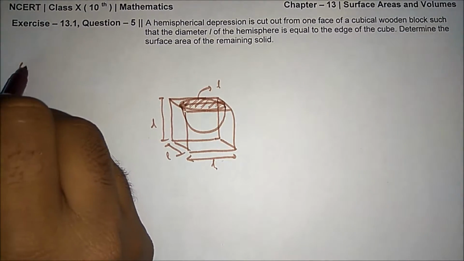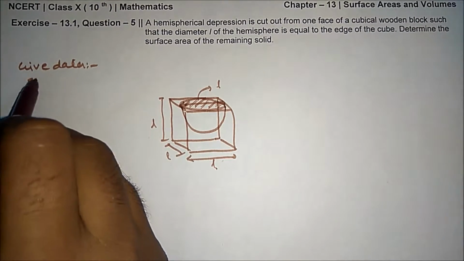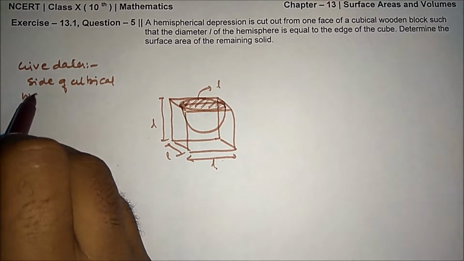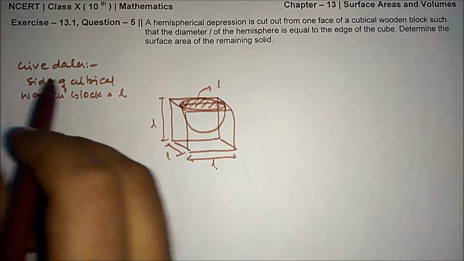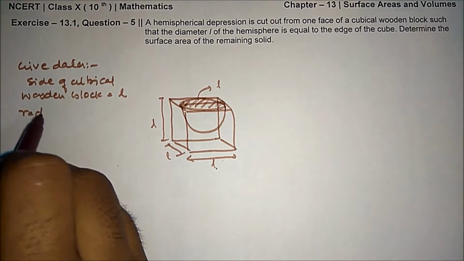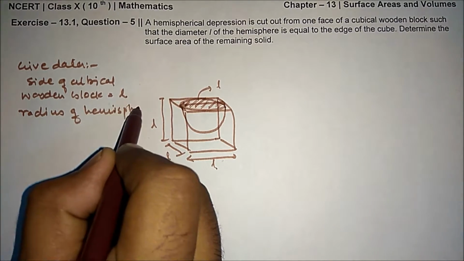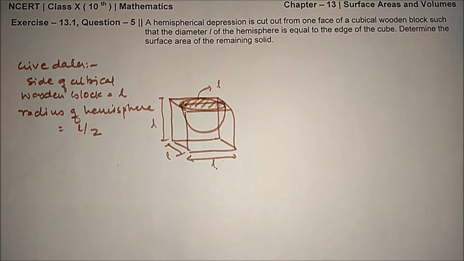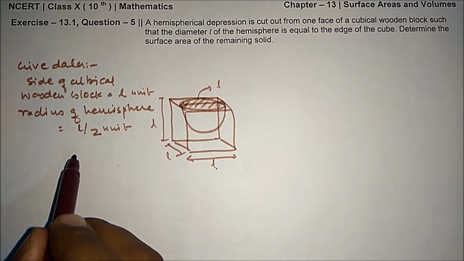So first let us write the given data. The side of the cubical wooden block is equal to L, okay? And the radius of the hemisphere is equal to L by 2, okay? And here it is not given as centimeter or meter, so we can write it as unit, okay? We need to find the surface area of the remaining solid.